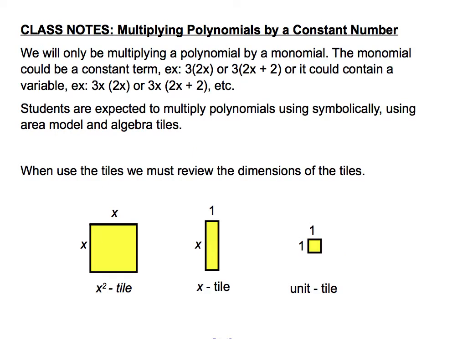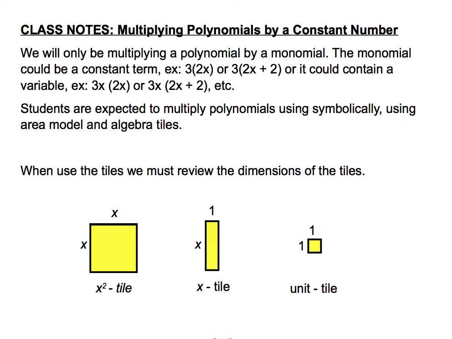So when we multiply a polynomial by a monomial, the monomial could be a constant term. It doesn't have to be, but just for today's video, we're going to keep it a constant term. Students are expected, like I said, to do this both symbolically using the algebra and pictorially. We're going to use algebra tiles first, and I'm going to introduce the area model.